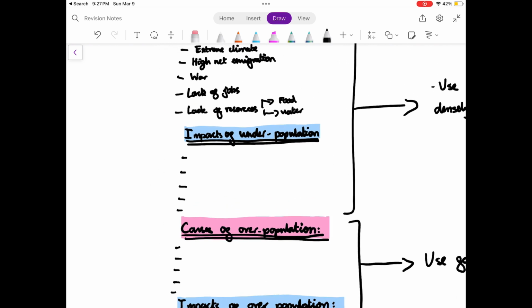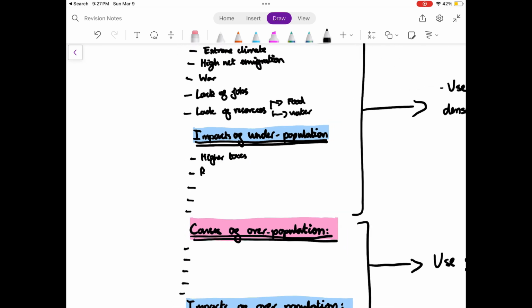So now we're going to be looking at the impacts of underpopulation. Some impacts are that there are high taxes, and this is because there are less people living in a given area, so the government would have to raise the taxes in order to provide government services such as healthcare and education.